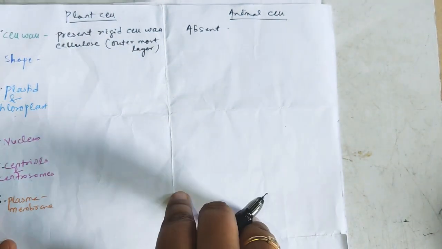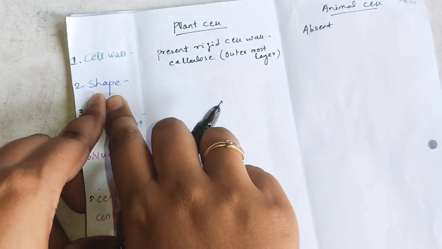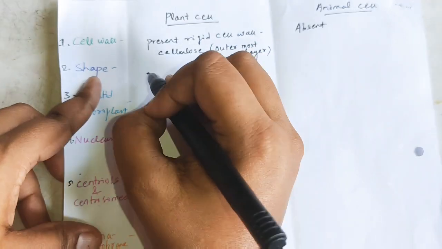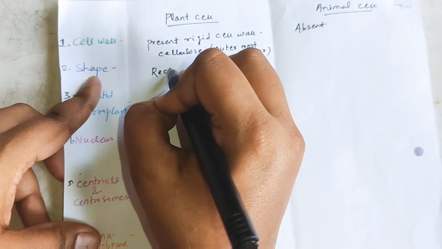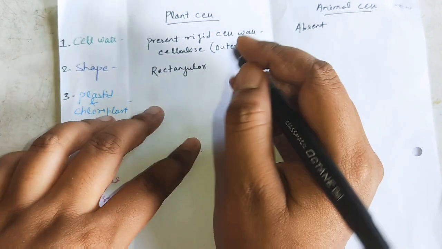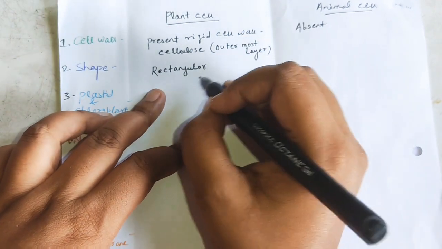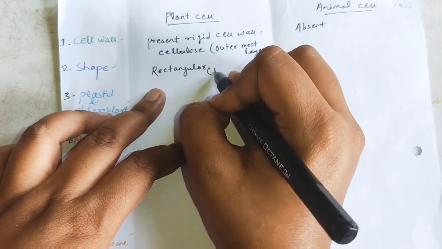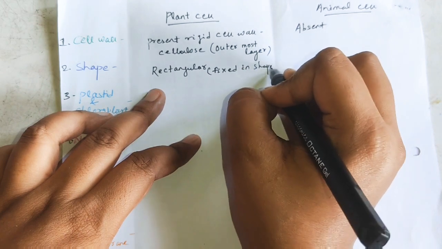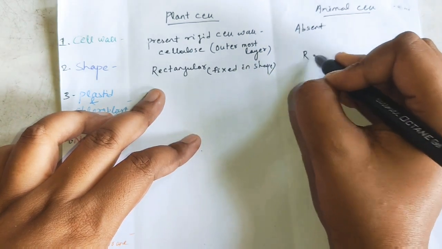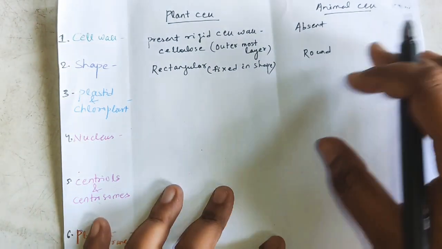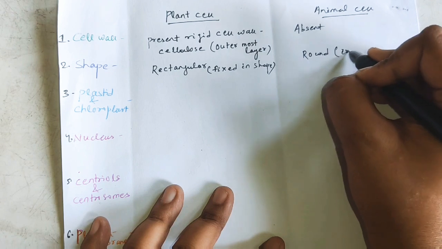Then come to its shape. In case of plant cell, the shape is rectangular, or in some cases hexagonal, and it is mostly fixed in shape. But the animal cell is round or oval type, and mostly it is irregular.